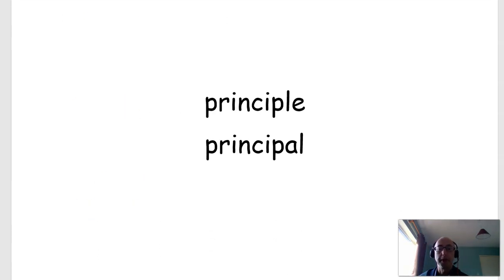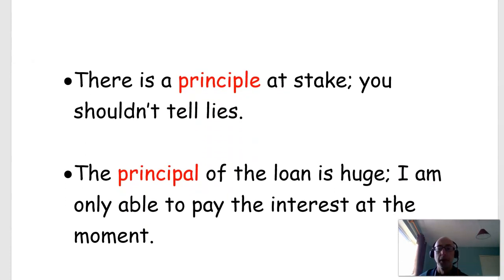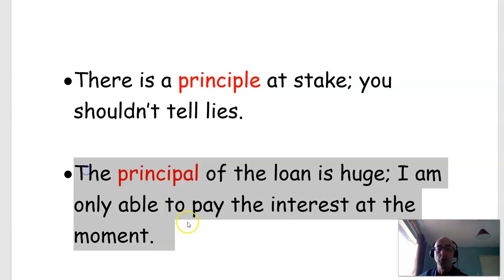Principle and principal, a very mixed up one. This is our last one here. There's a principle at stake. You shouldn't tell lies. P-L-E. So this here means there is an important idea at stake. We're talking about ethics. We're talking about what you believe in. Those are my principles.